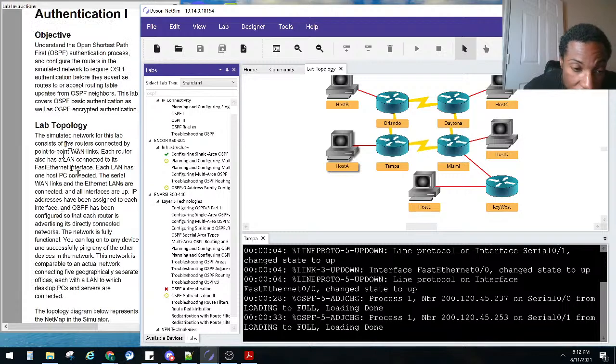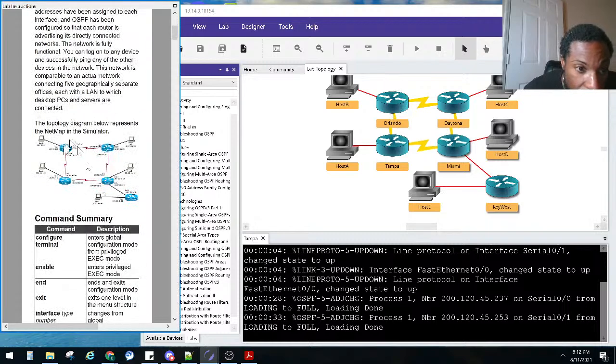Basically, they just want to set up authentication, specifically around this area right here. So don't worry about the rest of this. We just need to focus on authentication in this area between Key West and Miami. But they're going to have us send a ping across just to show that the routes work and stuff like that. This is the topology.